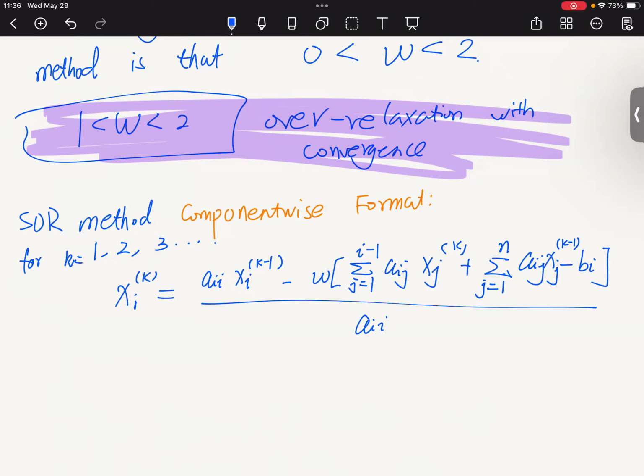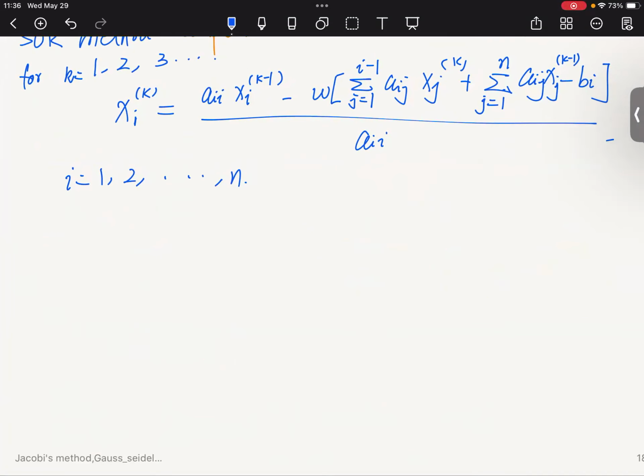So this is i, from 1, 2, to n, which means that you need to compute n components. So let's see one concrete example here.